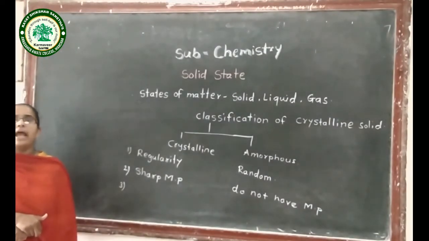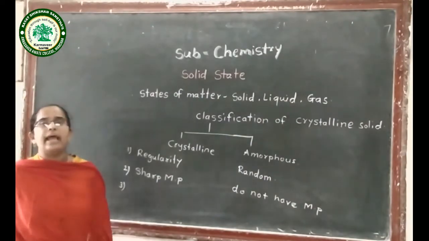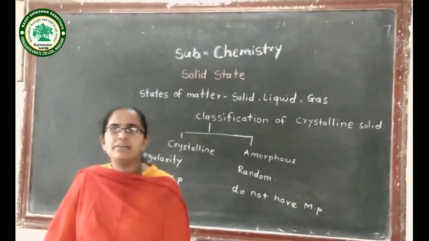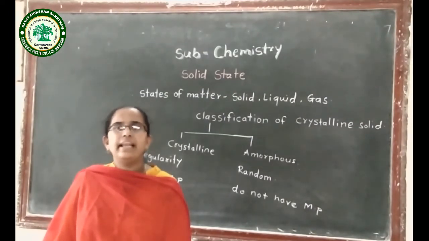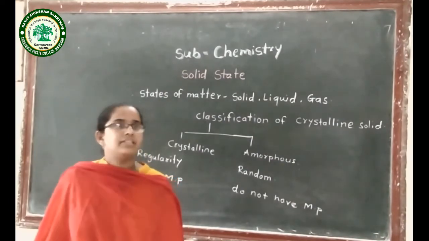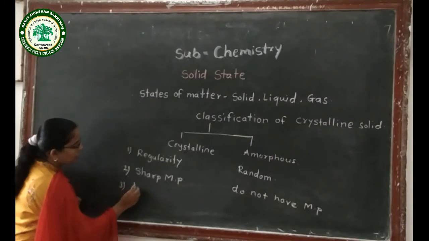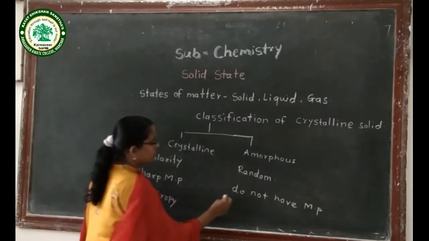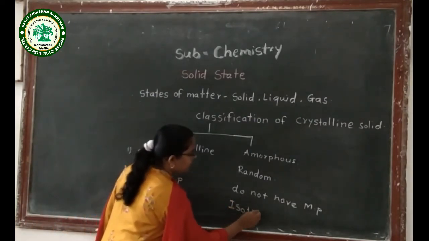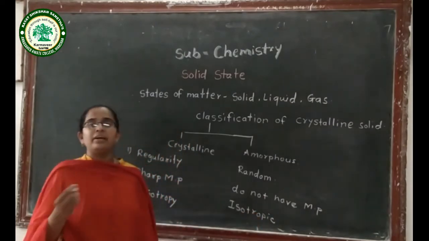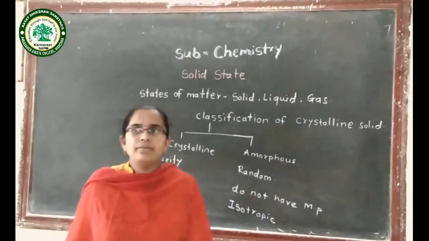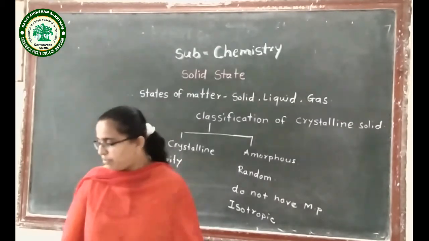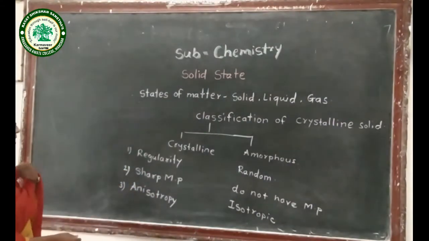Crystalline solid shows anisotropy. What is meant by anisotropy? Anisotropy means substances show different refractive index, different conductivity or electrical property. Means crystalline solid shows anisotropy. And amorphous solid shows isotropy. Isotropy means they show similar or the same magnitude of these properties, that is refractive index, conductivity or electrical property.